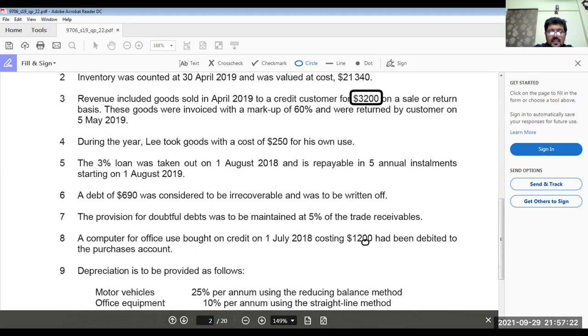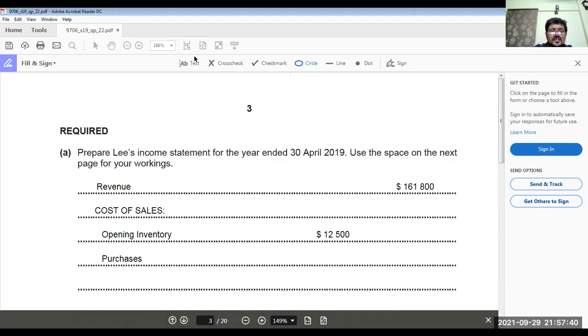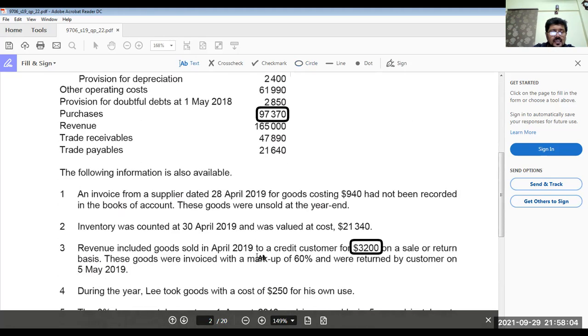This is $98,310. Now, this one. A computer for office use bought on credit on 1st July 2018 costing $1,200 has been debited to the purchases account, so minus $1,200. So your purchases is $97,110. Getting my point here? This is your purchases.